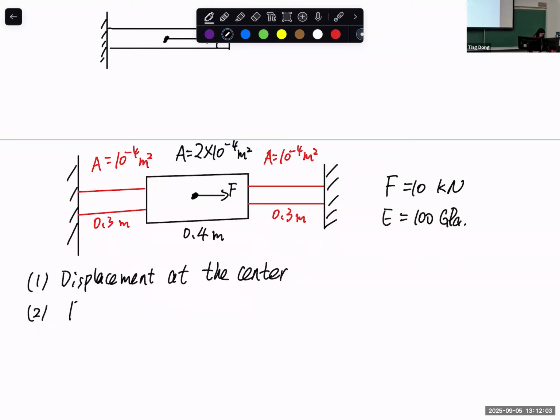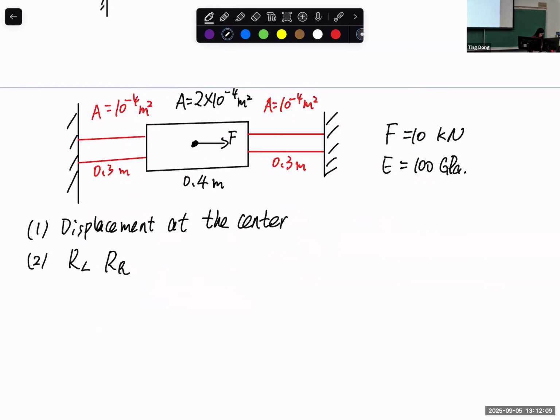Second, we need to calculate the reaction force at the left side and the reaction force at the right side. So how to solve, let's say the first one, displacement at center? How to calculate, where should we start? Any idea?